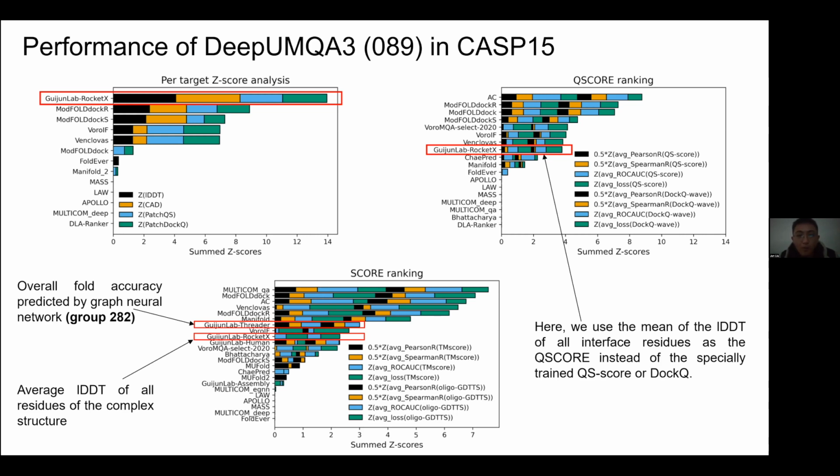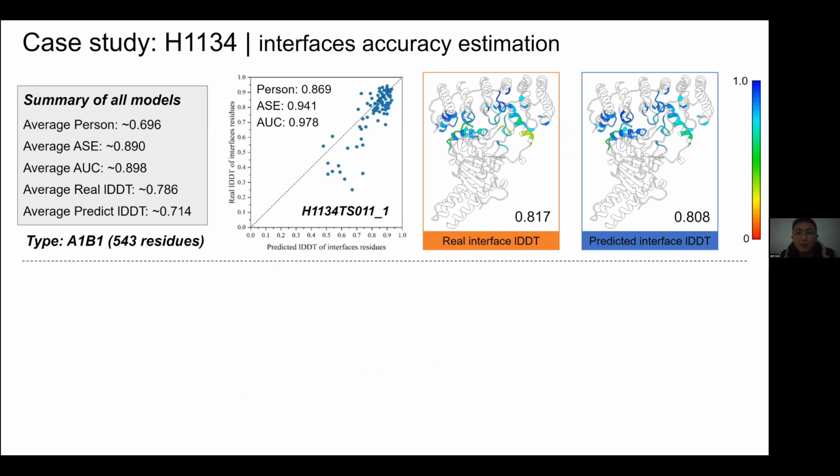For the overall fold score, we have two versions. The first is the average LDDT of all residues of the complex structure, and the second is predicted by the graph neural network. These two versions are complementary in different performance metrics. Next, I will analyze the performance of our method on several cases. The first case is H1134, which consists of two different monomers.